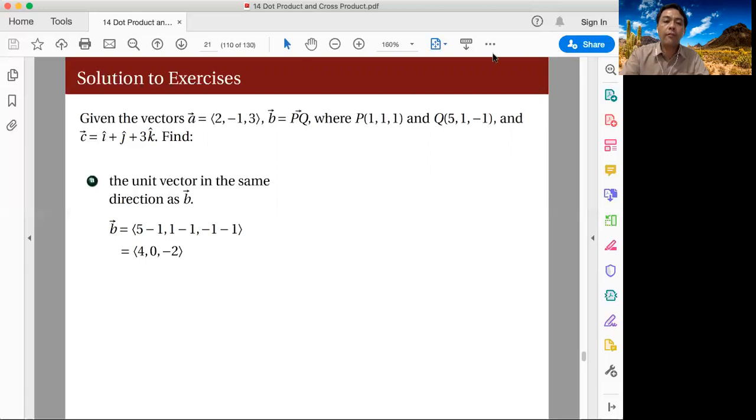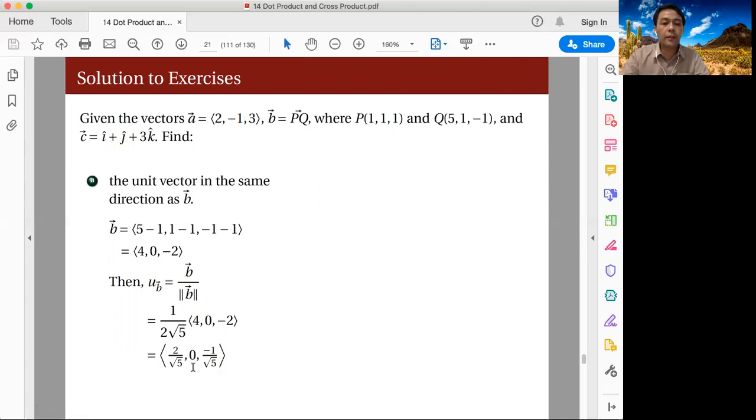So we just have 5 minus 1, 1 minus 1, and negative 1 minus 1, and that is 4, 0, minus 2. The unit vector will be, we just divide B by its magnitude, and the magnitude is 16 plus 4, 20. We have the square root of that. That is 2 square root of 5. And then we simplify things, we get this vector here.